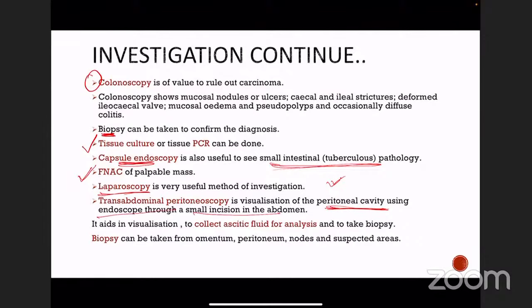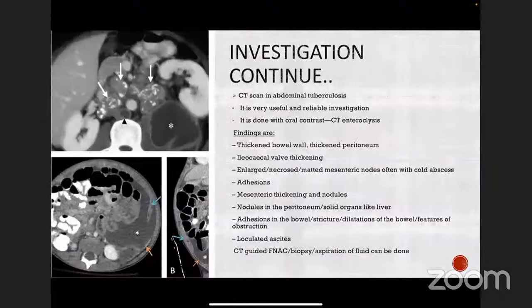This laparoscope, endoscope, aids in visualization, to collect ascitic fluid for analysis, as already said, and to take a biopsy. Biopsy can be taken from the omentum, peritoneum, nodes, and suspected areas, from any site. If we think about TB, we can take a biopsy and send it for tissue culture and PCR, right? So this was about colonoscopy, laparoscopy and biopsy.